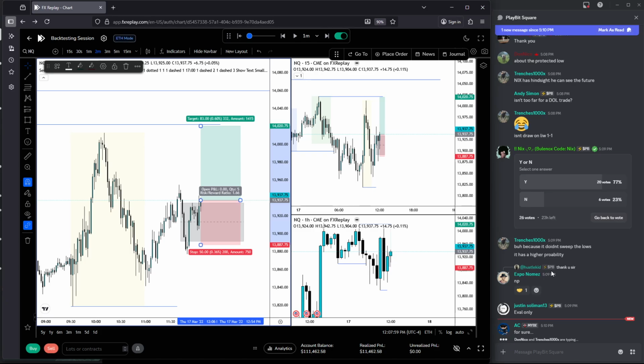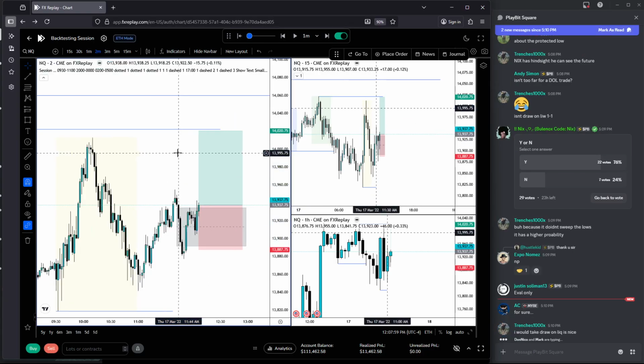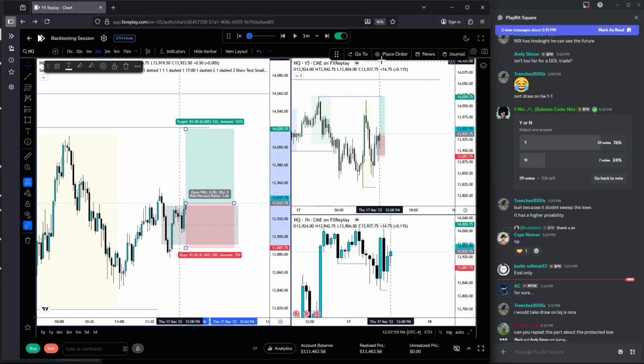People are voting no here. If you win, it's fine. And personally, I am going to take this. If I were unfunded, I would take this. I think I'm telling you what I would do as well. I think that helps with backtesting a lot. So place order.